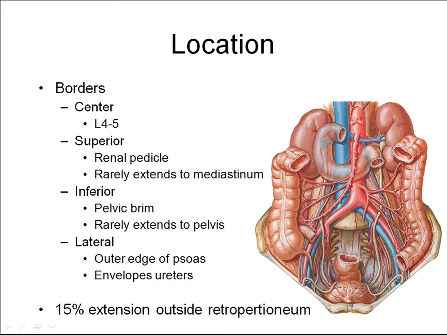So the location of retroperitoneal fibrosis. The process typically is centered at the L4, L5 level. The superior border is typically at the renal pedicle, although it can extend up into the mediastinum. Inferiorly, it typically is bounded by the pelvic brim, although it can extend all the way down into the pelvis. Laterally, it typically extends out to the outer edge of the psoas, encasing the ureters. But 15% of patients have extension outside of the retroperitoneum.